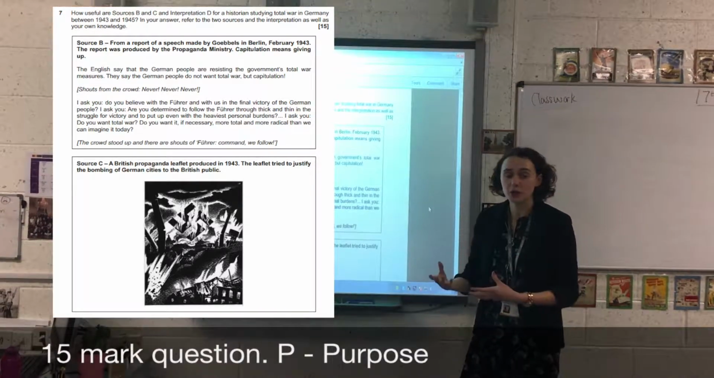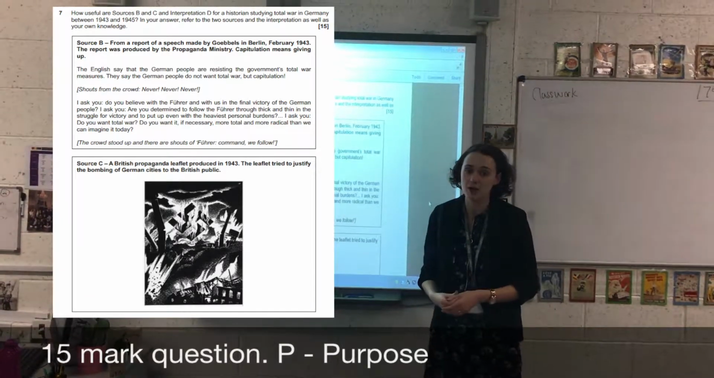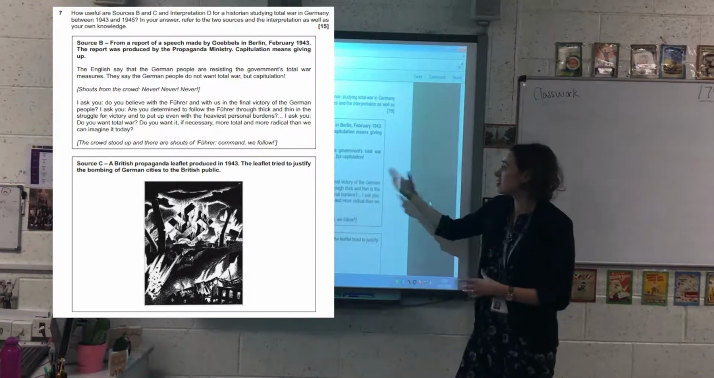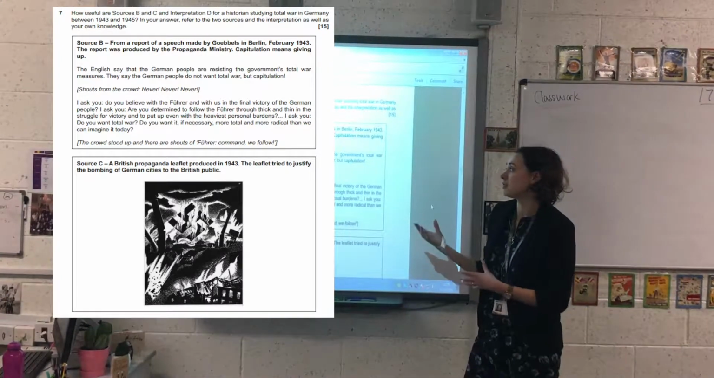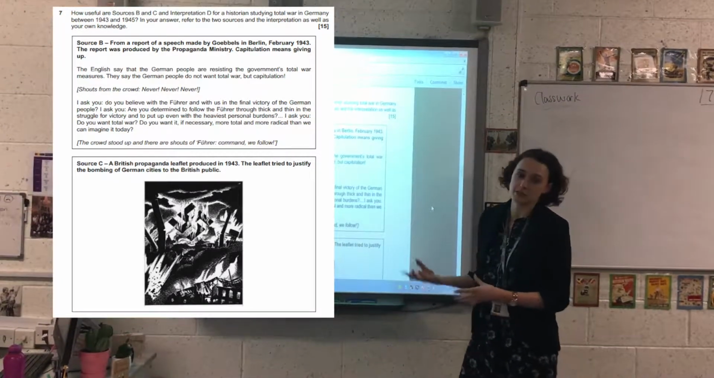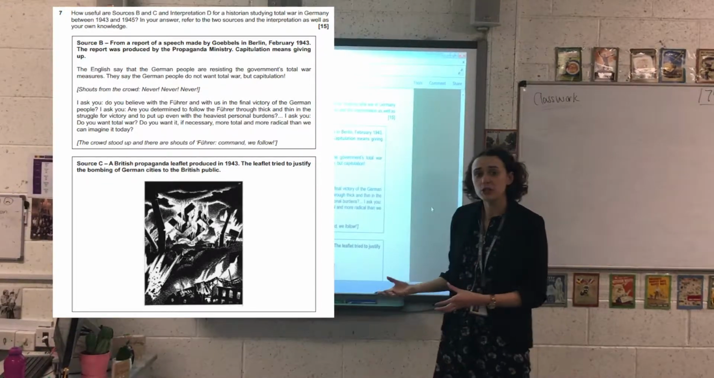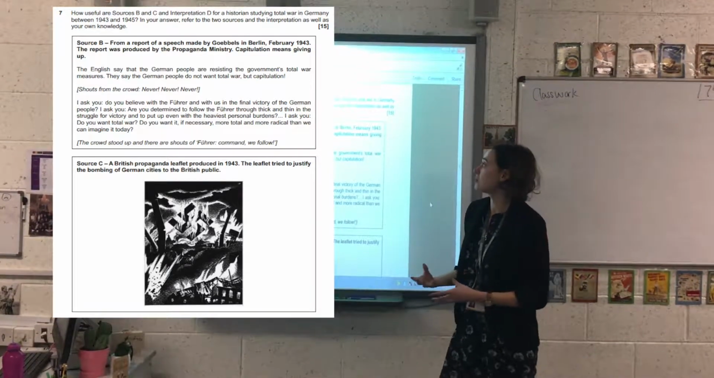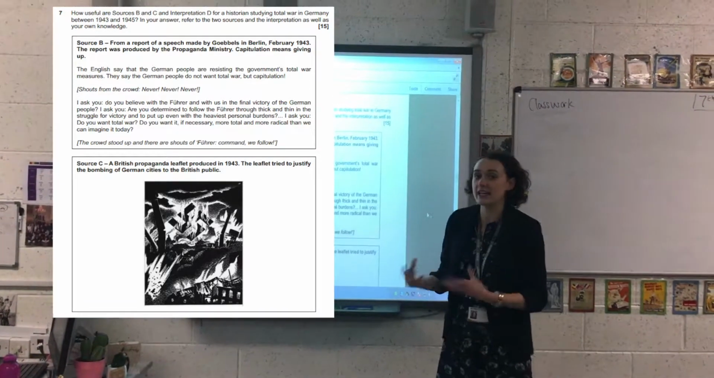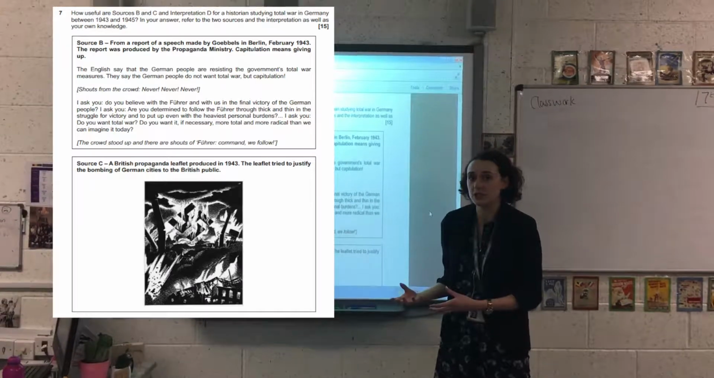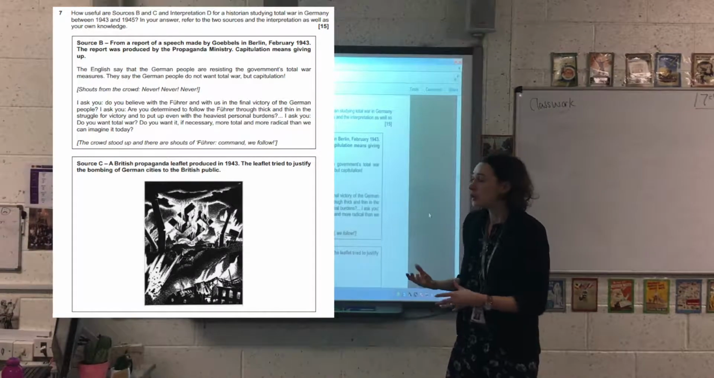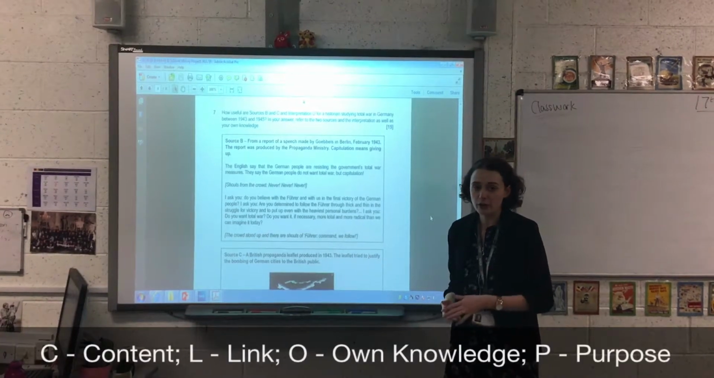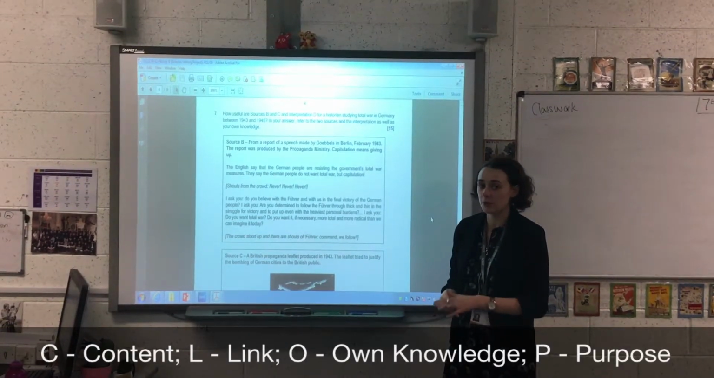Where if you touch on purpose as well, you will put yourself higher in the mark scheme. The provenance will always be the section in bold. So in this case, it's a speech, it's in February 1943, and it's been produced by the propaganda ministry. Now, that is going to be useful for telling us the Nazi perspective on total war. It isn't going to be that useful for telling us the impact on total war, as it is a speech about it. So just a reminder, you've got C for content, L for link, O for own knowledge, and P for provenance or purpose.